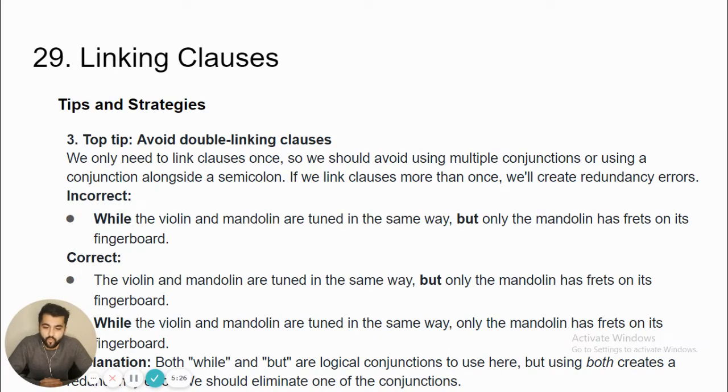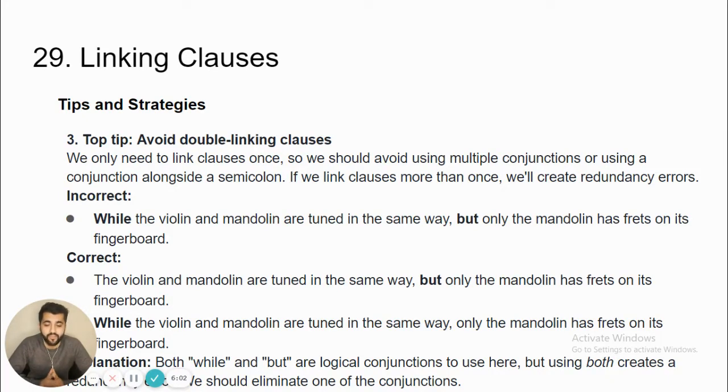Number three, avoid double linking clauses. We only need to link clauses once, so we should avoid using multiple conjunctions and using a conjunction alongside a semicolon. If we link clauses more than once, we'll create redundancy errors. Okay, so an incorrect sentence: while the violin and the mandolin are tuned in the same way, comma, but only the mandolin has frets on its fingerboard. Now, there are two conjunctions being used: there is "while," there is "but."